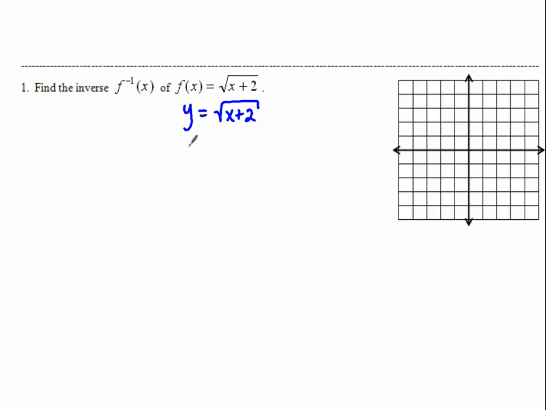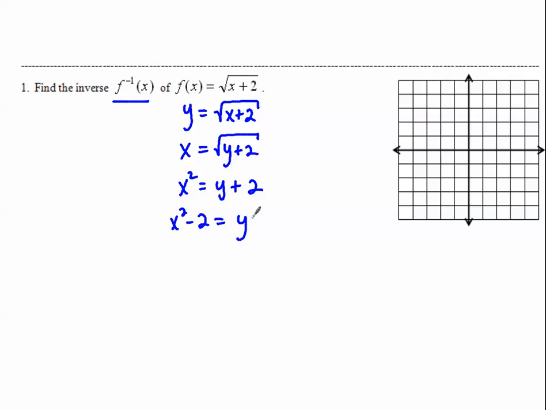So how do we find the inverse? We switch the x and the y. We put x where y was and y where x was. We switch them. Well, we want to be able to graph it, so we're going to solve for y. We also want to be able to write it in this notation, f inverse equals. So solving for y, I need to square both sides. So x squared equals y plus 2. I need to subtract 2, so x squared minus 2 equals y.